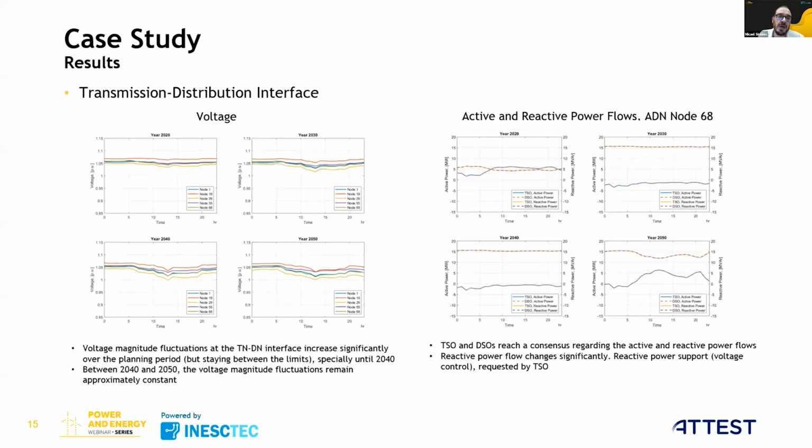And here we can see, to the left, the voltage magnitude at the interface between transmission and distribution networks, and how this evolves over the planning period. As it's possible to see, the fluctuations increase a lot, especially until 2040, and between 2040 and 2050 this remains approximately the same, which can be explained by the fact, if we look to the right side, that in 2050 the DSO provides reactive power support to the TSO.